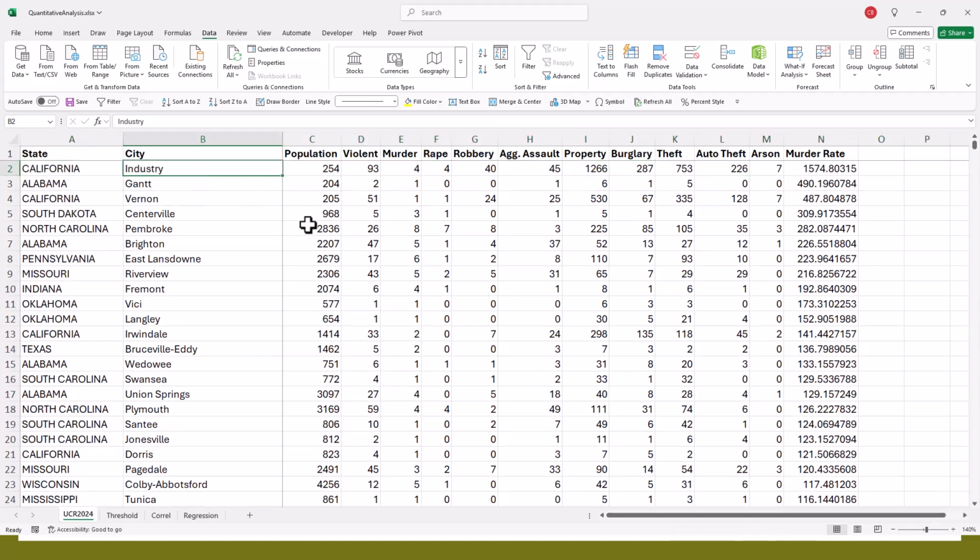Okay, Industry, California ends up being the city with the highest murder rate. They had a population of 254, and 4 people were murdered in that city, giving us a murder rate of 1,574 per 100,000. Now, I'll bet you've never heard of Industry, California, and you probably haven't seen it in the news as having the highest murder rate. Nor have you probably heard of Gant, Alabama, where 1 person was murdered, but the population was only 204.